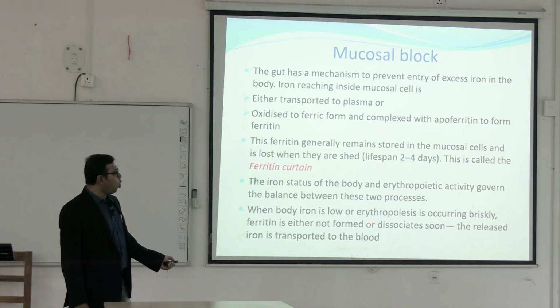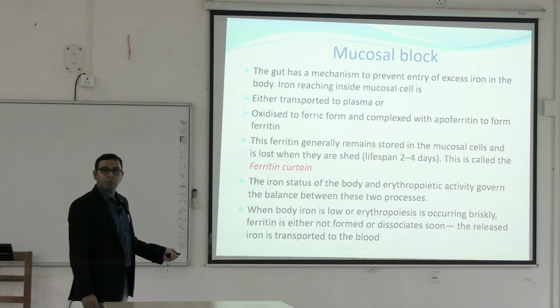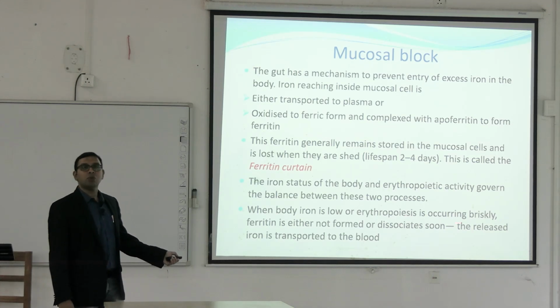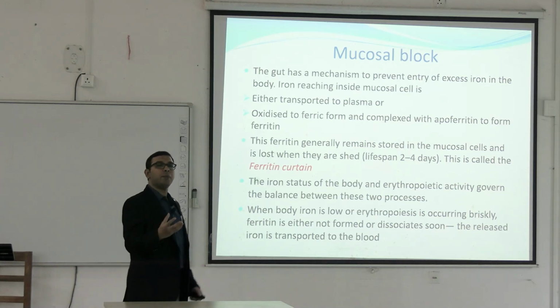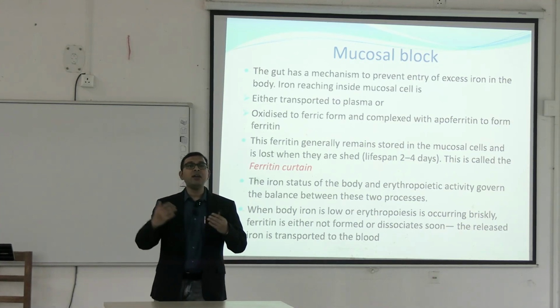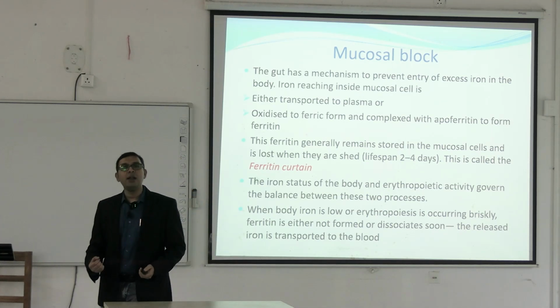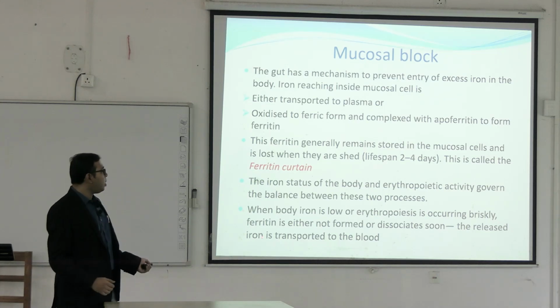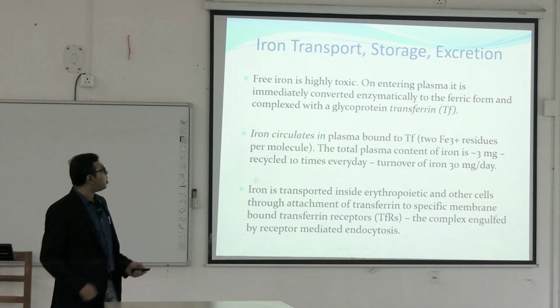When body iron is low or erythropoiesis is occurring briskly, ferritin is either not formed or dissociates soon. So ferritin is the storage form. If we need urgent iron, the storage form will be very little. The released iron is transported to the blood.